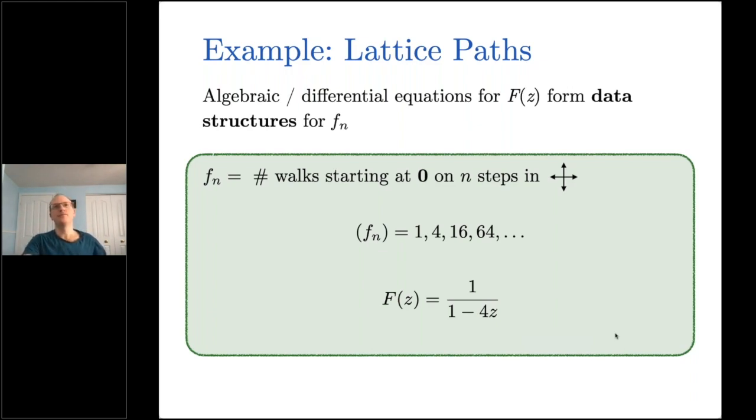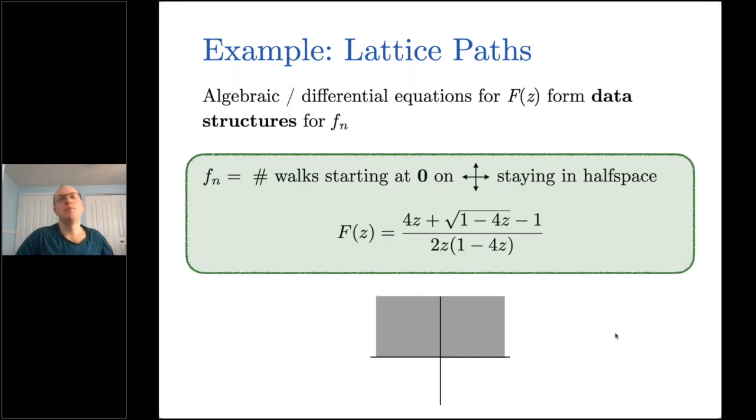Now let's suppose I have the same problem, but I stay in a half space, so I'm never allowed to move to something that has a negative y value. It turns out, using different techniques, one of them, for instance, called the kernel method, which is a method of deriving generating functions for these types of problems, that has been developed over a couple decades, you can get the generating function in this case to be this algebraic function. So it's not rational, it has a square root in it, but you can still write it down explicitly.